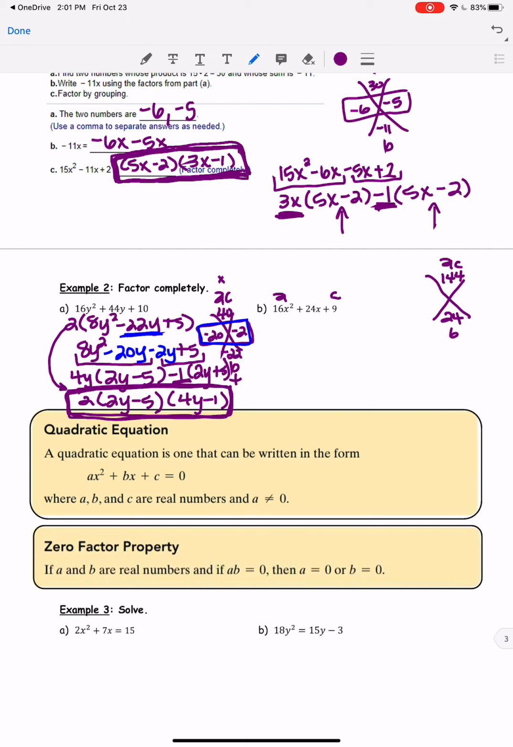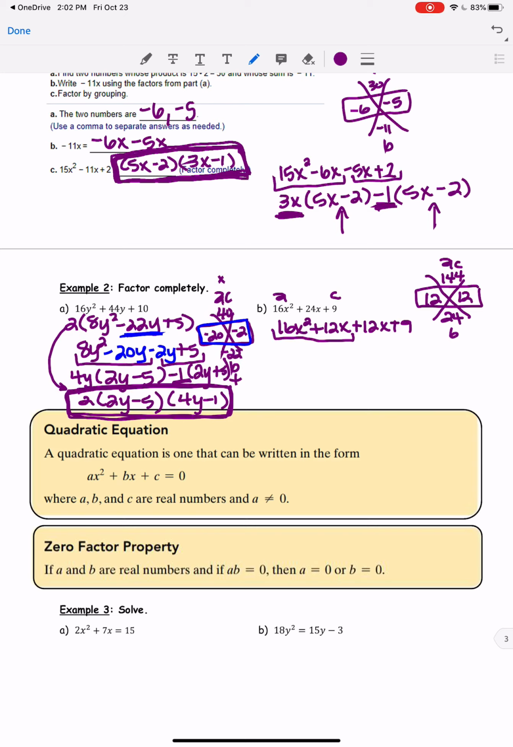I thought this was going to be hard when I saw that 144, but the most common thing for 144 is 12 times 12, which happens to get me 24. So I'm going to rewrite this middle term with both of those 12s. So this becomes 16x squared plus 12x plus 12x plus 9.